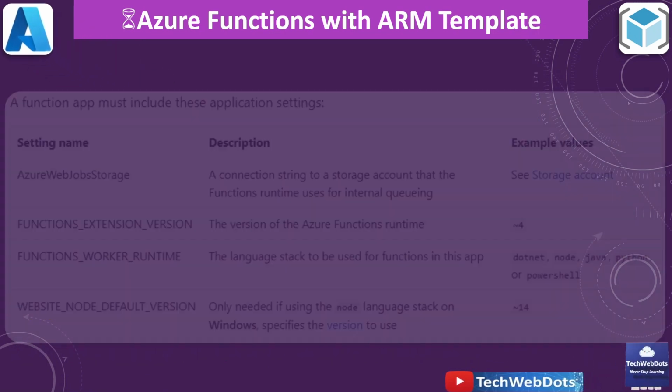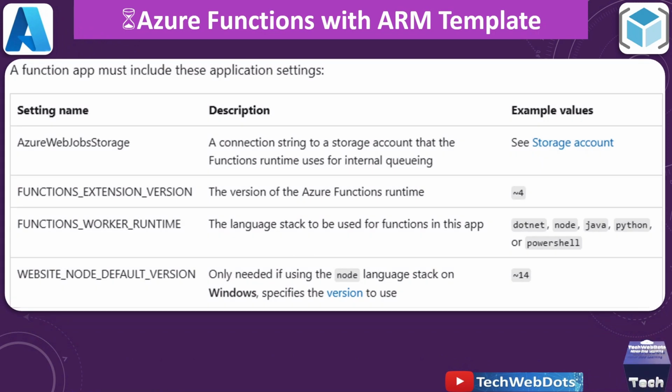Now, how does the whole picture look when you are specifying Azure Functions? There are a few more properties that you need to specify. For example, AzureWebJobsStorage, which is a connection string to a storage account that the function runtime uses for internal queuing. Then the storage account and the FUNCTIONS_EXTENSION_VERSION. This is the version of the Azure Functions runtime that you want to use, for example 4, or you can use a previous one as well if there is any dependency.